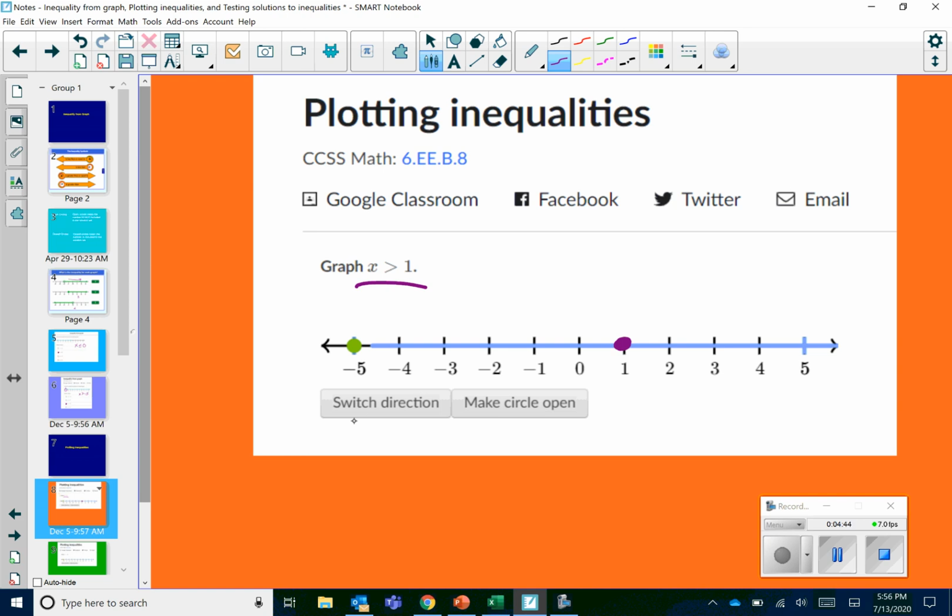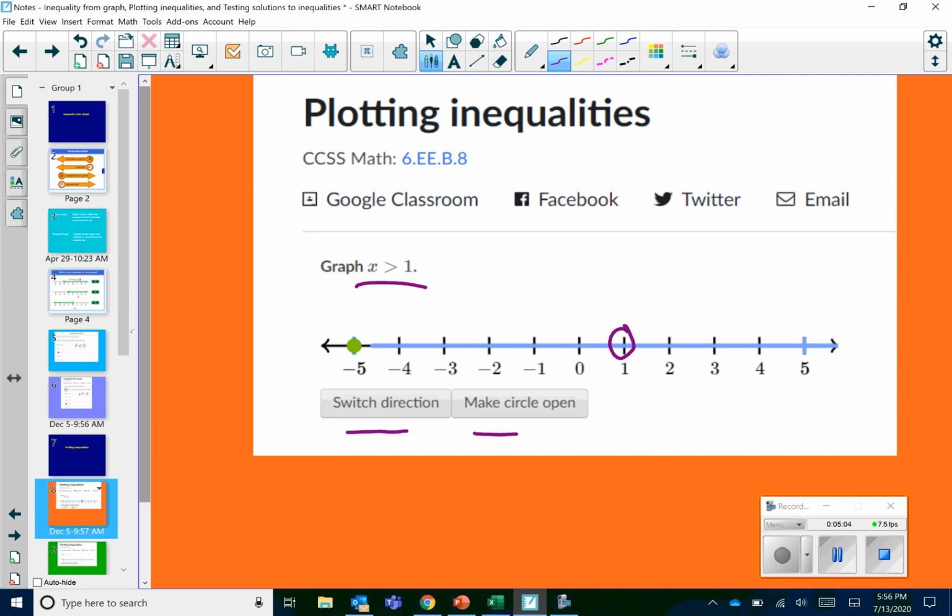And then notice that these say switch direction or make circle open. Well, as I can see, this is a greater than symbol, which means that I should actually have an open circle rather than a closed one. So at 1, I'm going to draw an open circle. So I would have to click this button, make circle open, since it's a closed circle given.